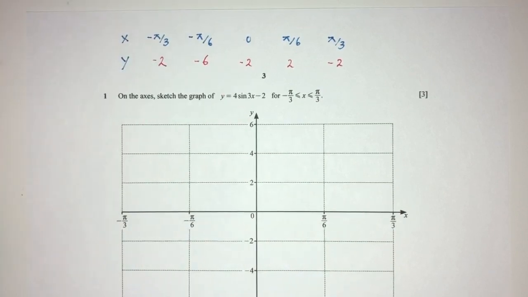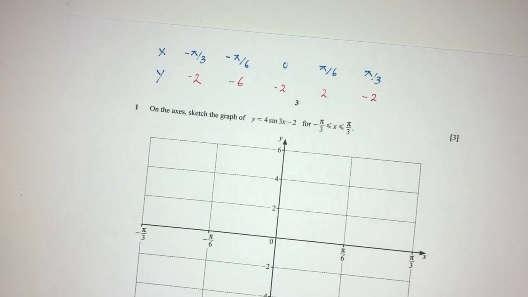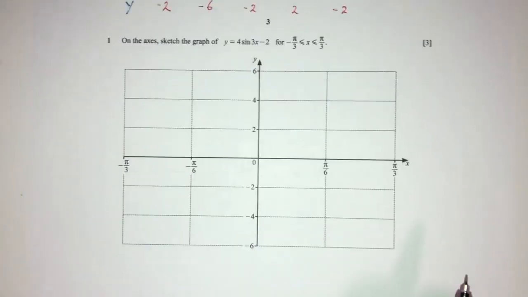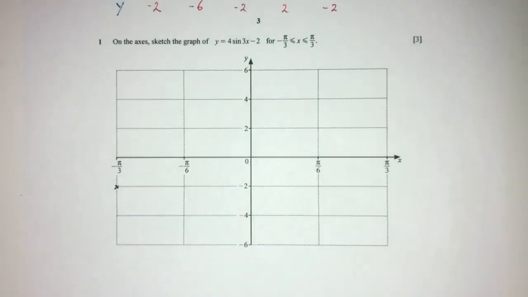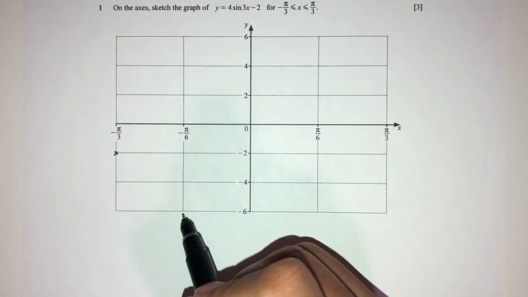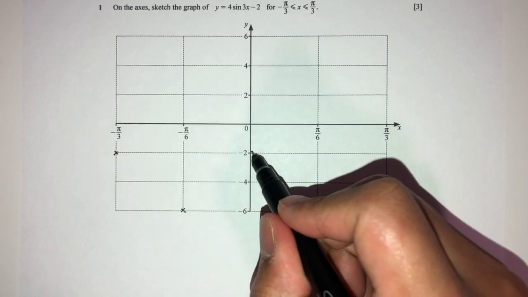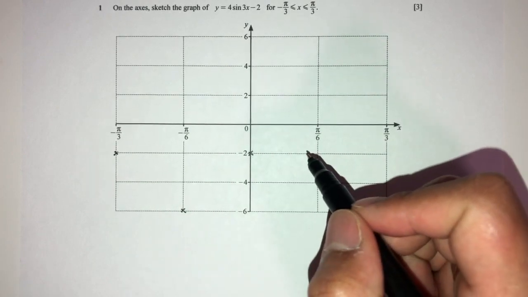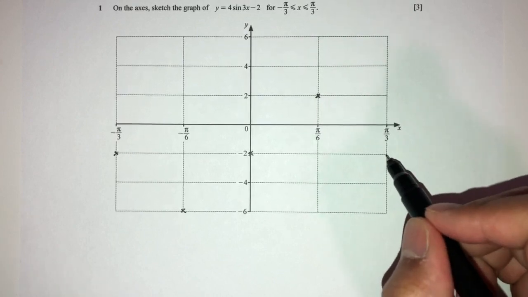Okay, so here you go. We have a few values that we can use to plot on the graph. Let's see what happens. So the first point is minus 2, which will be right here. The second point will be minus 6, which will be at the bottom. And then we have minus 2 again right here. Then we have 2 should be right here. And the minus 2 should be right here.